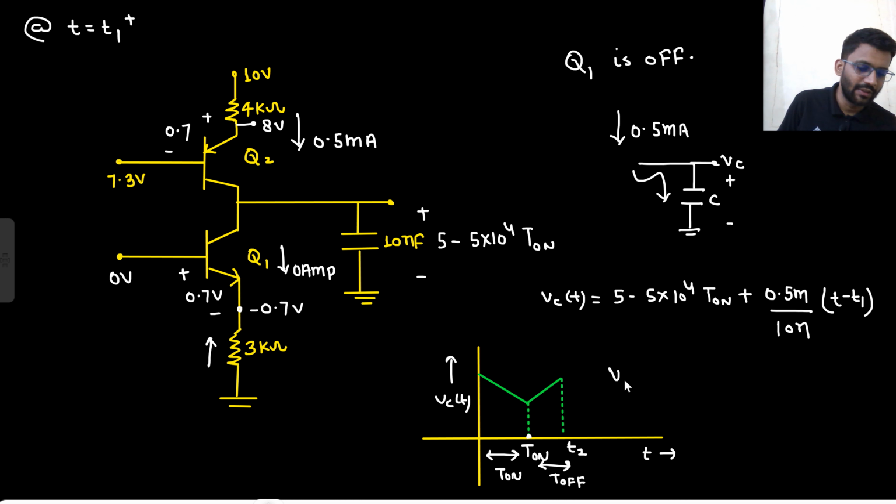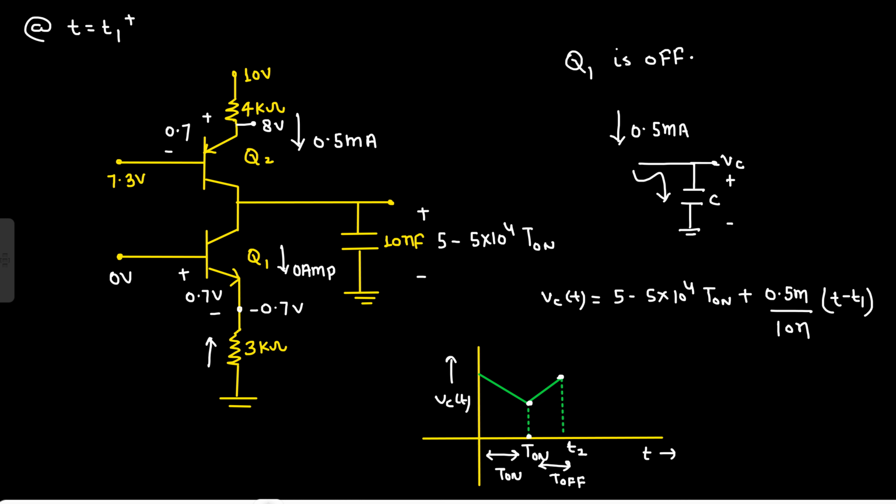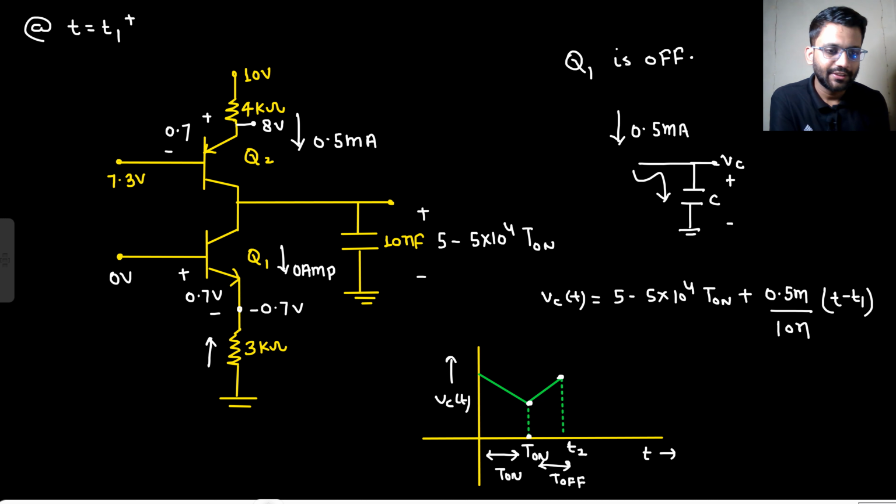So what will be your VC? Okay, that doesn't even matter. What will be your VC at this node? That doesn't matter, even the potential here doesn't matter. Now, what do you understand? From 0 to T1, VC is going down, and from T1 to T2, VC is going up. Now, if VC goes up, let's see who has the problem. So let's make the transistors now.